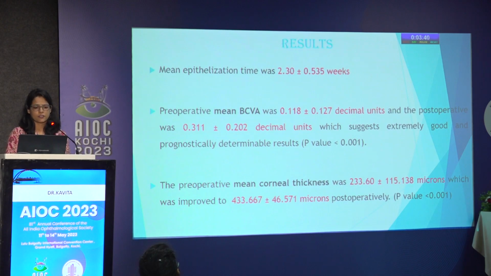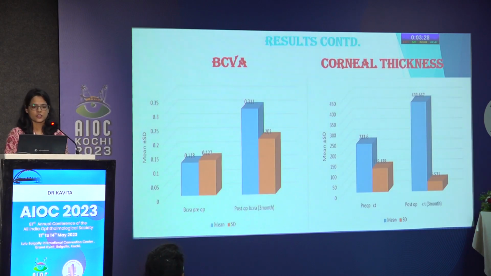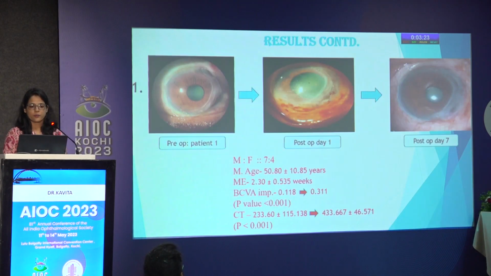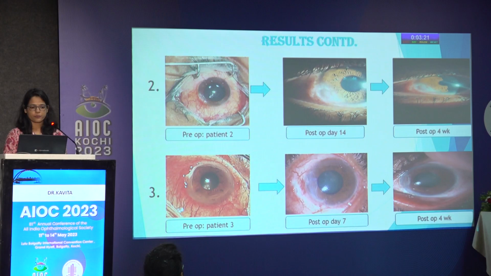The mean best-corrected visual acuity increased from 0.118 to 0.311. The mean corneal thickness increased from 233.60 to 433.667, which is good. These are the graphical representations of best-corrected visual acuity and corneal thickness. These are some slit lamp pictures.